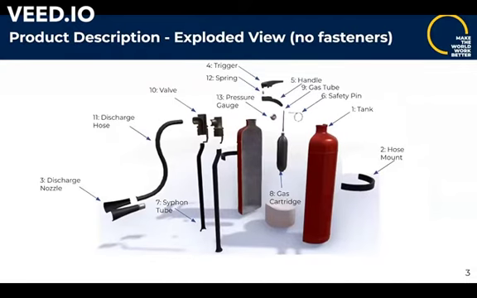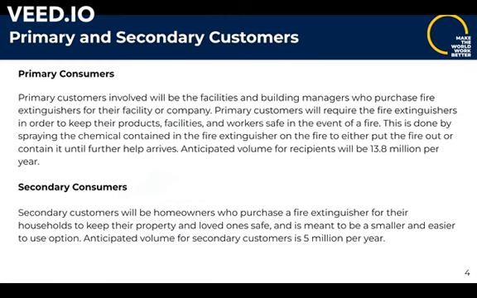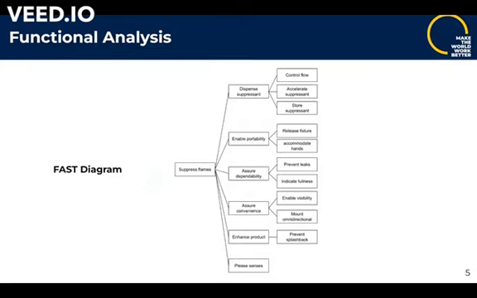To get into the components a little bit more, here you can see the exploded CAD view of the fire extinguisher. There are 13 individual components, excluding the fasteners that hold parts together. For primary and secondary consumers, our primary consumers are going to be facility and building managers, such as apartment building owners or company owners. And our secondary consumers will be homeowners, such as residential homes. The respective product volumes will be 13.8 and 5 million for the primary and secondary consumers.